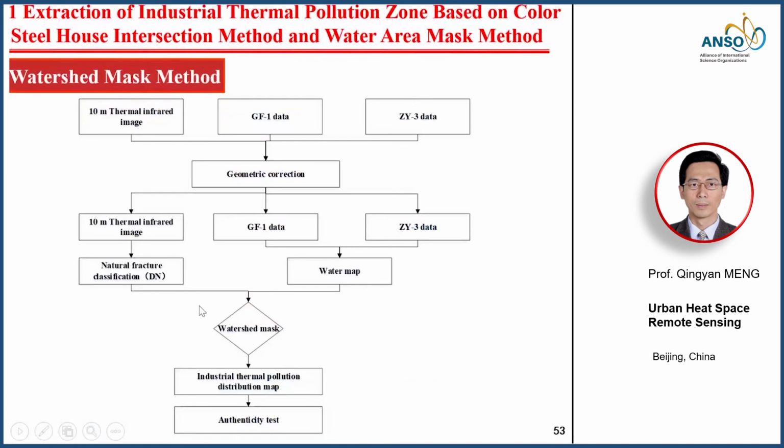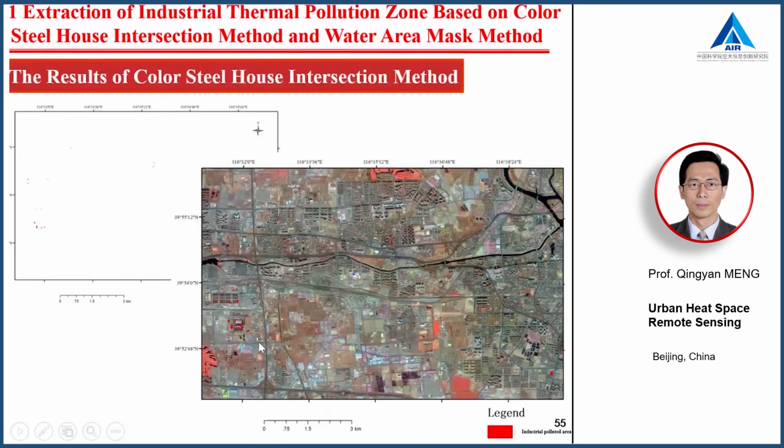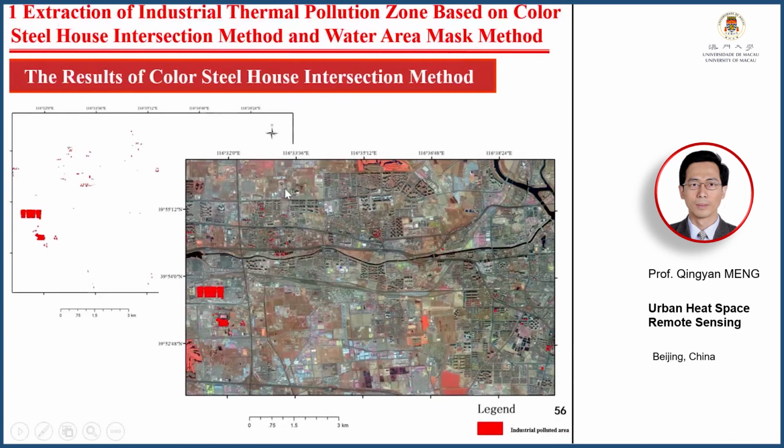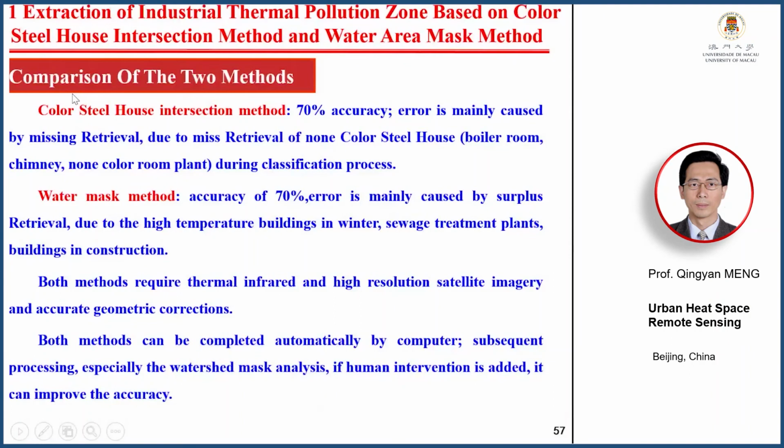Then, to increase the industrial thermal pollution distribution and validation. And this is the result of the color steel house interaction method. Okay, this is the result. You can see the color steel house interaction method achieved comparatively good results, and also use the water mask, and both of the methods can be completely automatic by the computer, and we can run it and improve the accuracy.